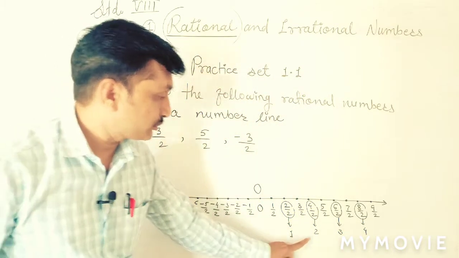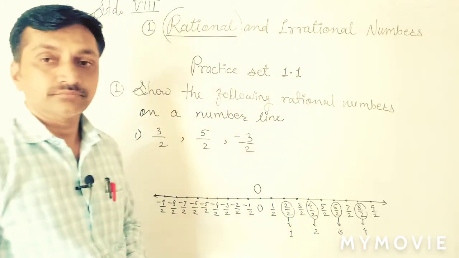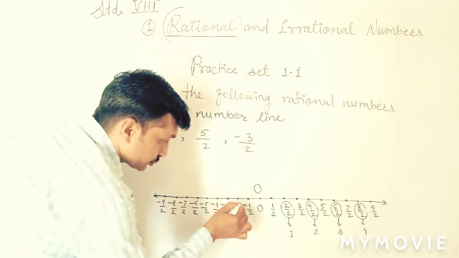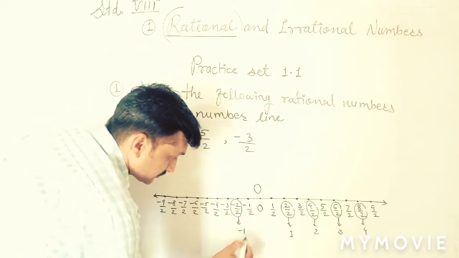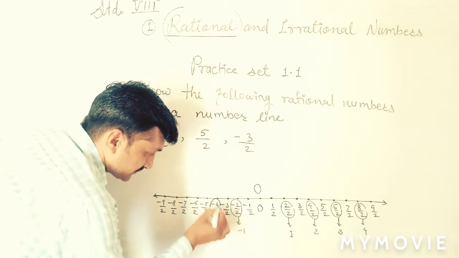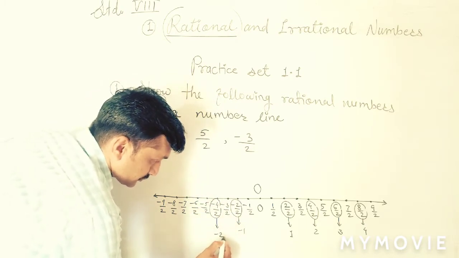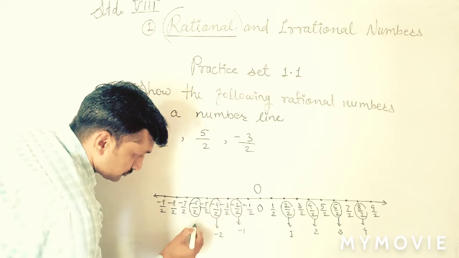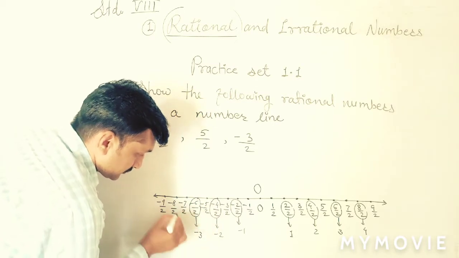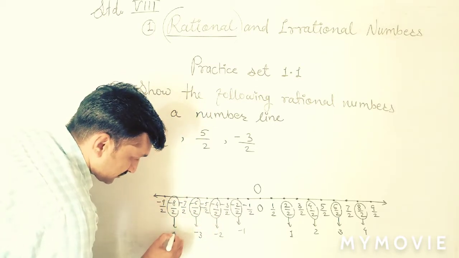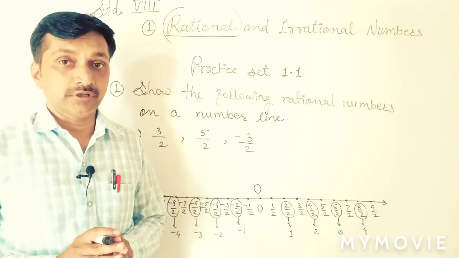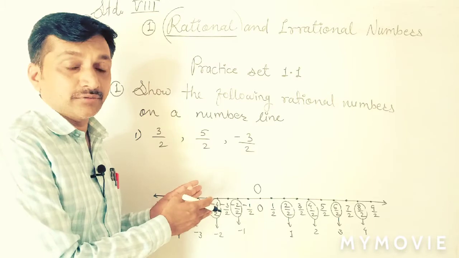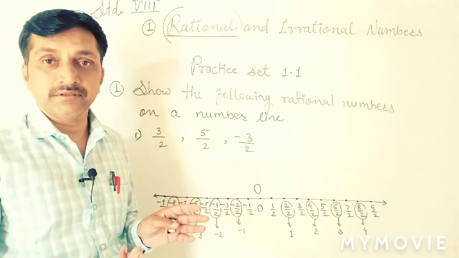Now here you see 1, 2, 3, 4. Same way here also. Minus 2 upon 2 means minus 1. Minus 4 upon 2 means minus 2. Minus 6 upon 2, minus 3. Minus 8 upon 2, minus 4. I am explaining. Afterwards, you will draw this number line with a pencil.